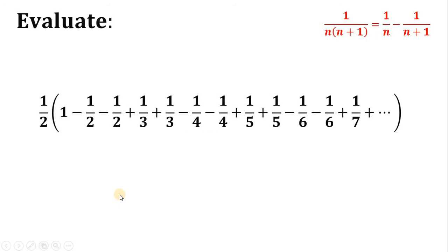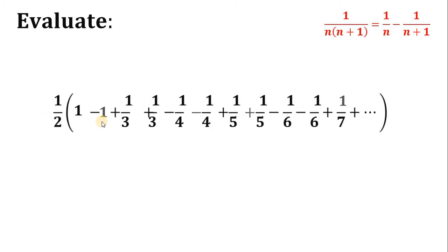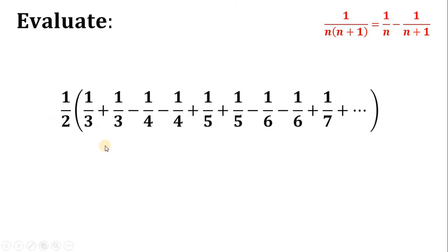And now let's simplify. This negative 1/2 minus 1/2 is just negative 1, of course. Then 1 minus 1 is just 0. This is gone. So this will give us 1/2 times 2 1/3 minus 2 1/4 plus 2 1/5 minus 2 1/6 and so on and so forth.